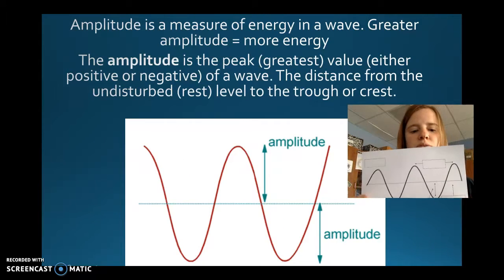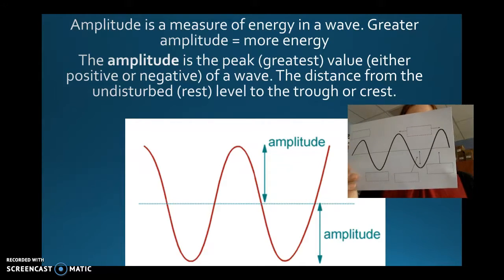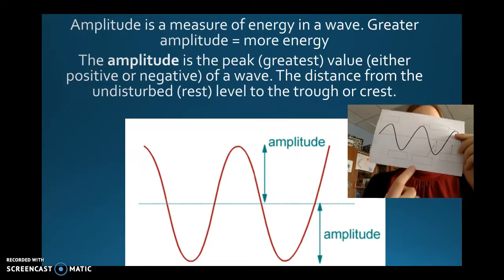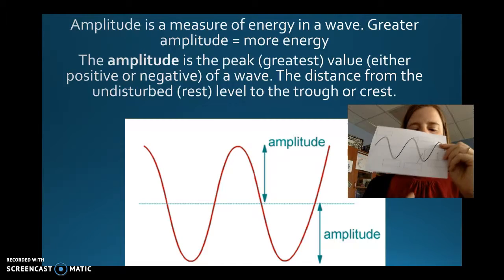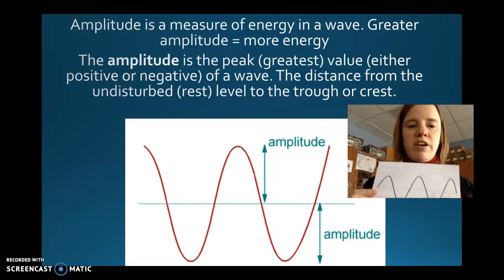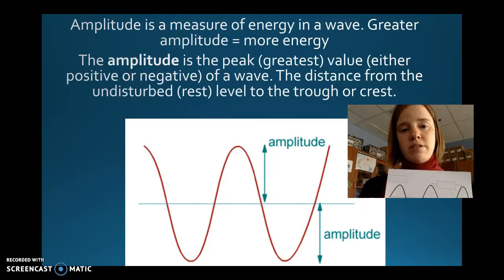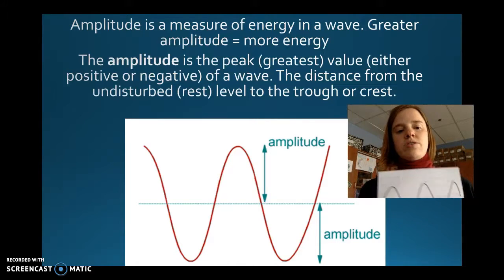Then we have the amplitude. The amplitude is indicated here. There's a lot here, so it's good that it's on the bottom because you can continue on below. I do want you to write all this stuff down because it's all very important. The amplitude is the measure of energy in a wave. This is how we measure how much energy the wave has. So greater amplitude is more energy.